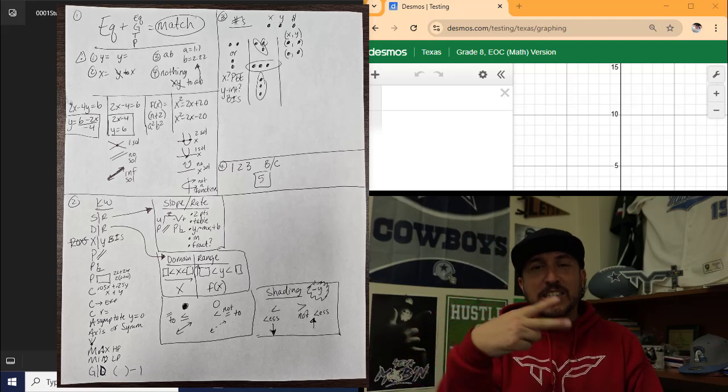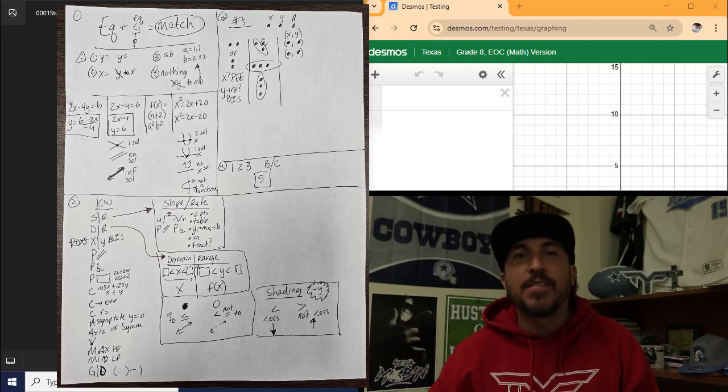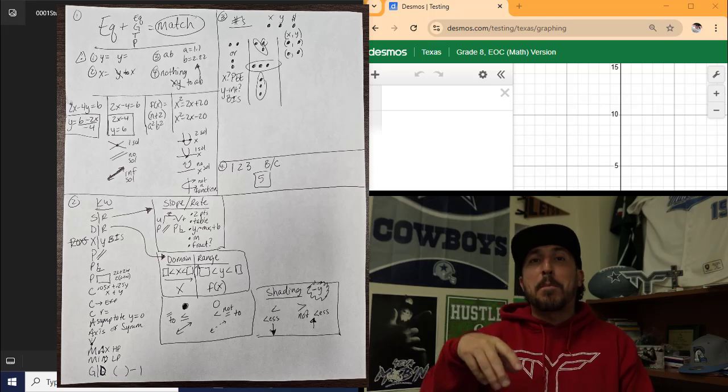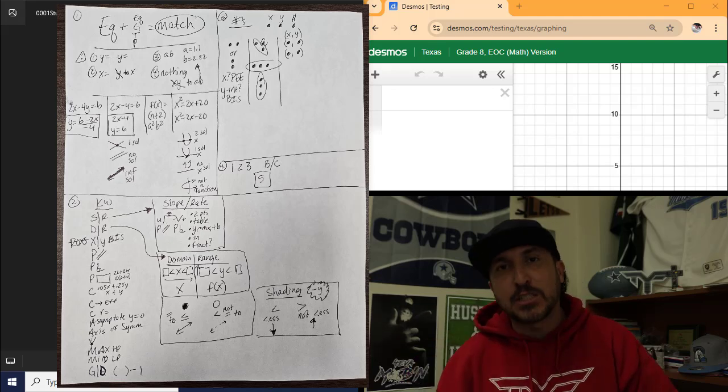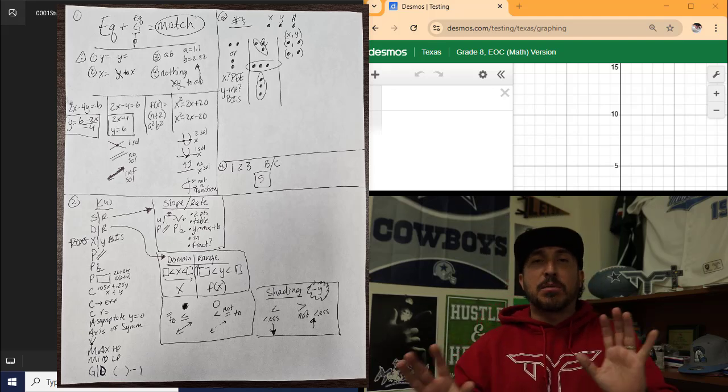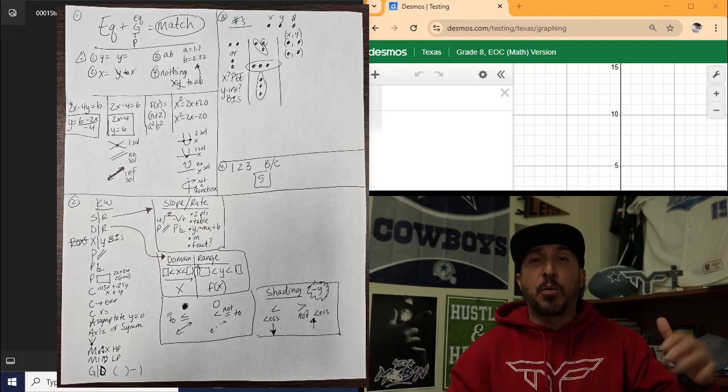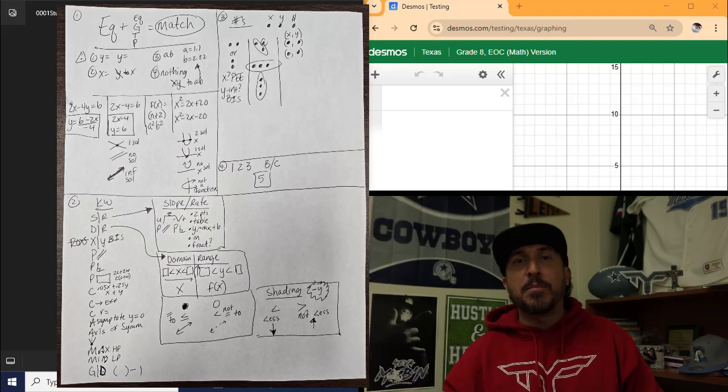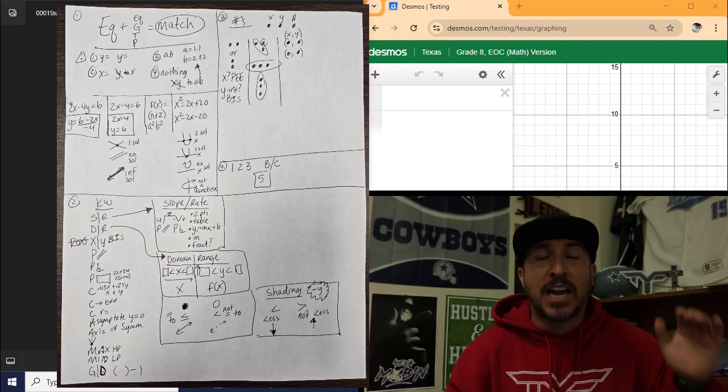Then that last A is upside down, that's the vertex. Then after that you have MM. The first M is for maximum, the second M is for minimum, and the maximum has the HP next to it. That means that there's a highest point there, that's how you know you have a maximum. The minimum has LP, there's a lowest point there, that's how you know you have a minimum.